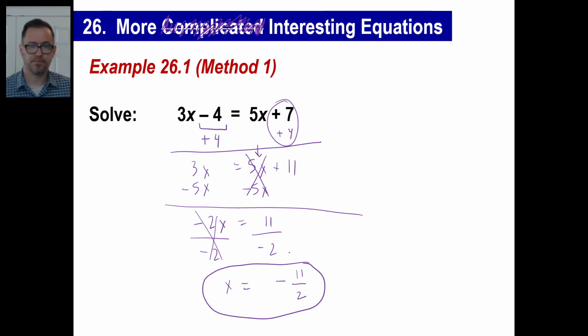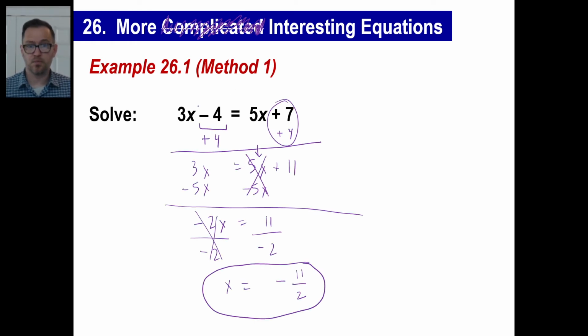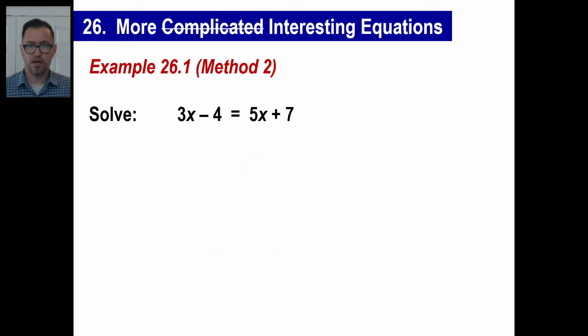All right, let's try another one. Oh, excuse me, I'm sorry, method 2. Well, method 2, you can go like this first. Like method 1, we got rid of the constants first, right? We added 4 to get rid of the -4. If you want to do method 2, you could go, I'm going to get rid of the 5x first. I'm going to get rid of that first. So you can go like this.